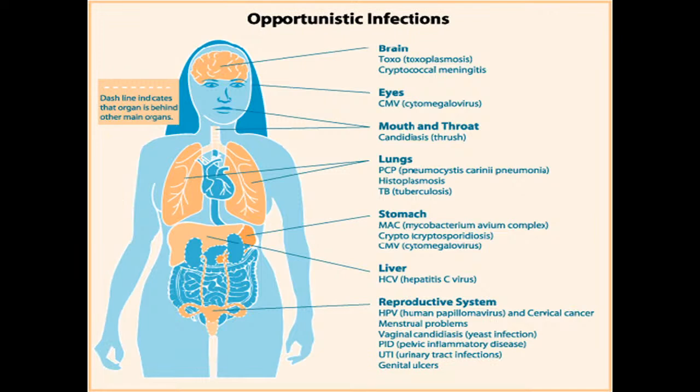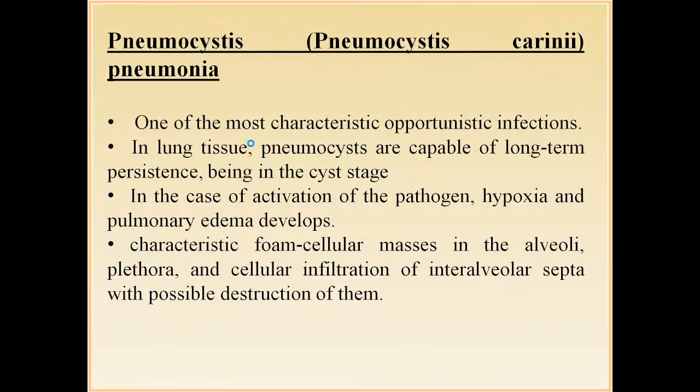Changes occur in many organs and systems with opportunistic infections: the brain, eyes, throat, lungs, stomach, liver, and reproductive systems. These are clinical problems due to opportunistic infections. About pneumocystic pneumonia, one of the most characteristic opportunistic infections.